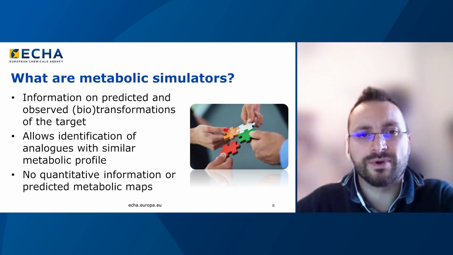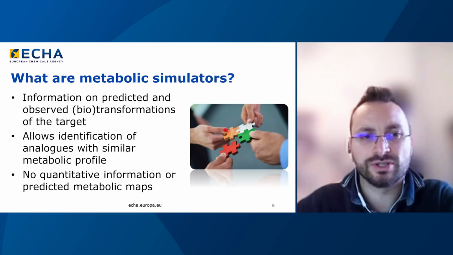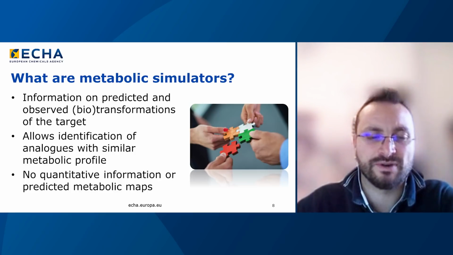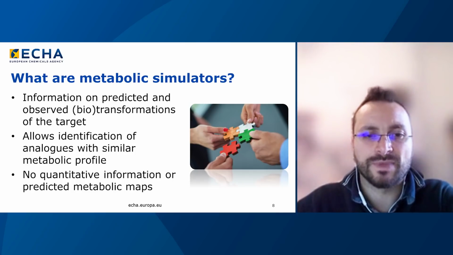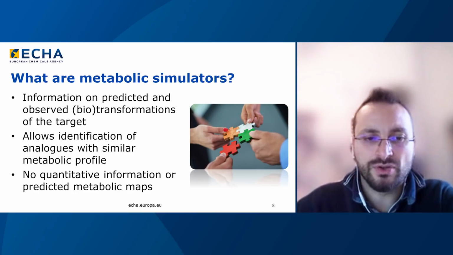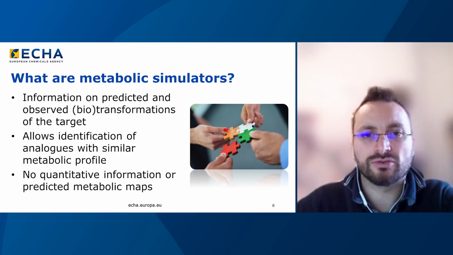In the same profiler section of the Toolbox, there are also the metabolic simulators. They provide information on predicted and observed transformation of the target substance. Using them, it is possible to identify analogs with a similar metabolic profile. However, you have to keep in mind that those simulators do not provide quantitative information or predicted metabolic maps.